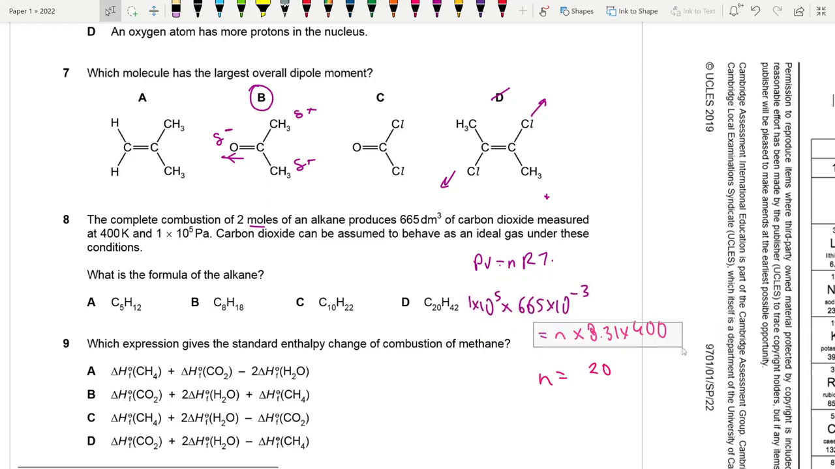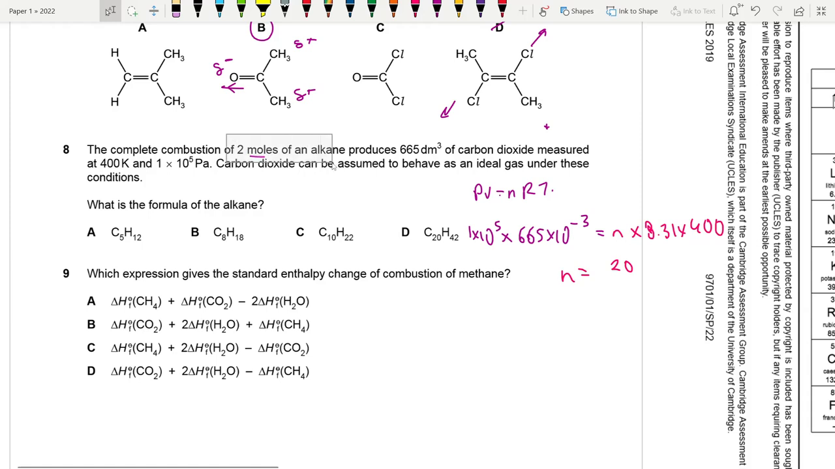So what's our goal now? Actually, our goal right now is to find out which of these four, when 2 moles of the alkane are combusted, produces 20 moles of CO2. So clearly the answer should be quite simple. It should be C, because 2 moles of C10H22 produces 20 moles of carbon dioxide, because 2 times 10 is 20, 2 times 20 is 40, 2 times 8 is 16, 2 times 5 is 10.